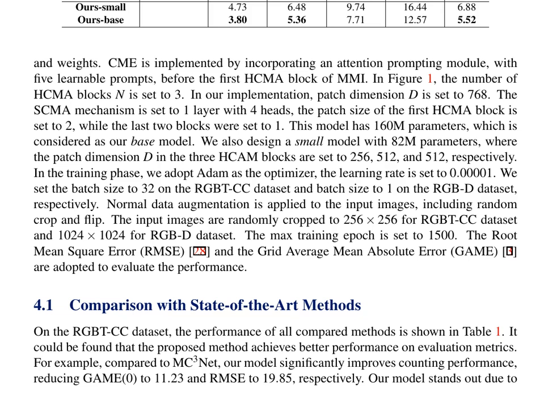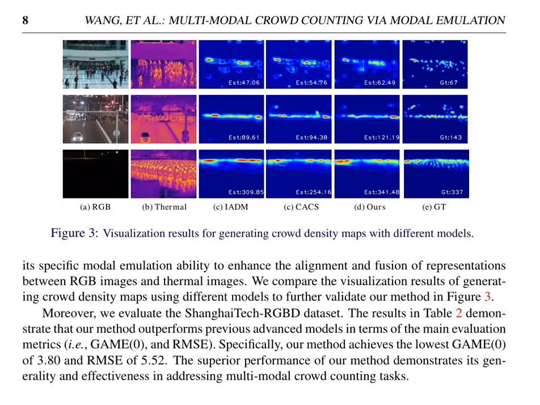The model's design features 3 HCMA blocks with varying patch dimensions. The training process involves an optimizer, learning rate, and data augmentation techniques. The use of these components and mechanisms allows for improved crowd counting performance, highlighting the effectiveness of the proposed multimodal approach. The authors present visualization results for generating crowd density maps using different models, showcasing the effectiveness of their proposed method in aligning and fusing representations between RGB images and thermal images.